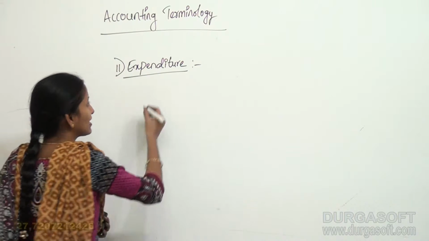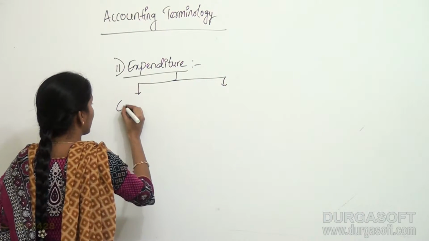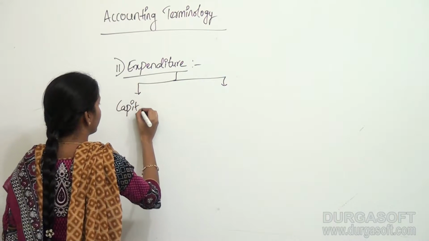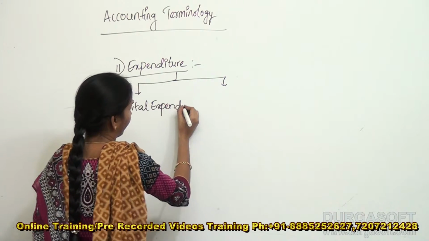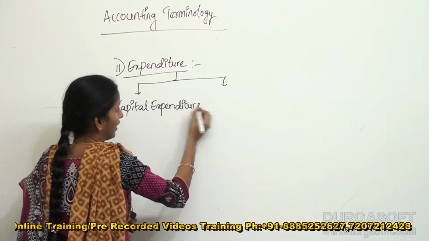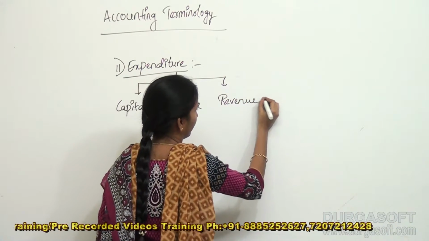Here, expenditure is of two types. One is capital expenditure and the other is revenue expenditure.